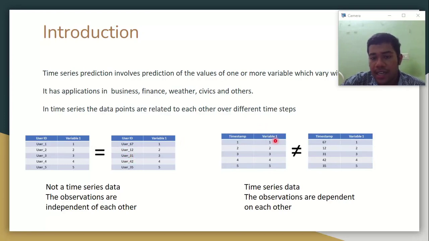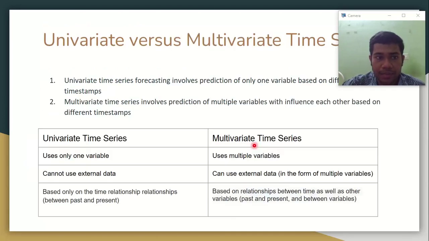Whereas on the right hand side, we can see that we have a timestamp where the time is sequentially increasing. And then we have a variable which again takes values from 1 to 5. So this is a time series data because the observation of the variable at a later time step depends on what has occurred in the previous time step. So this is basically how a time series data looks like.